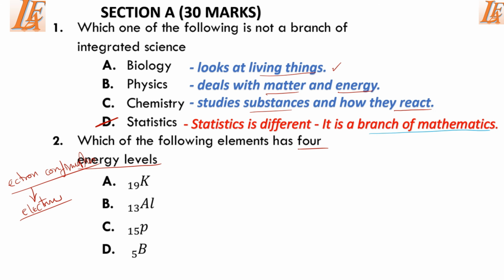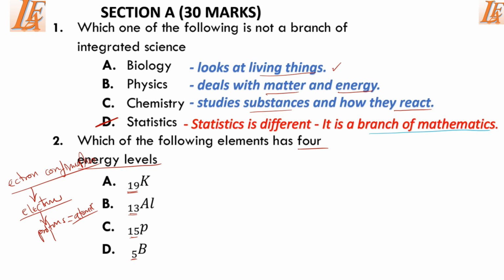And in this case, for you to know the number of electrons, we can get it from the number of protons, and the number of protons is the same as the atomic number. And atomic number is what we have been given here on these elements. Like in the first one, we have atomic number 19, which is potassium, given by the symbol K. In the second one, we have atomic number 13, which is behind the symbol for aluminium. Then in C, we have atomic number 15, which is behind P, which is the symbol for phosphorus. And then the fourth one, we have atomic number 5, which is behind B, which is the symbol for boron.